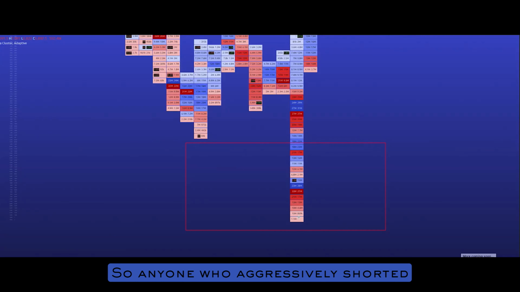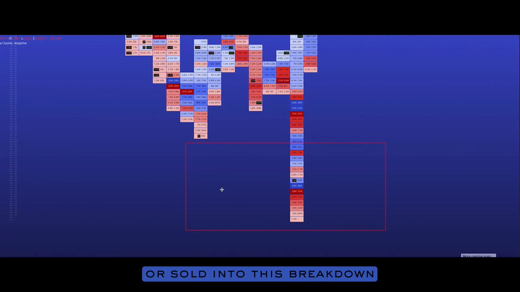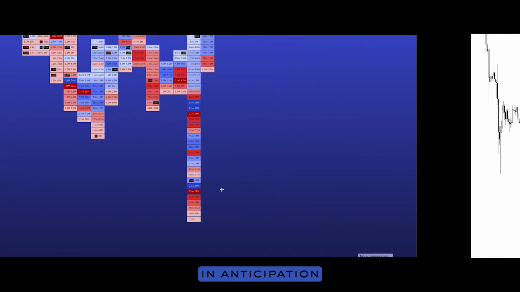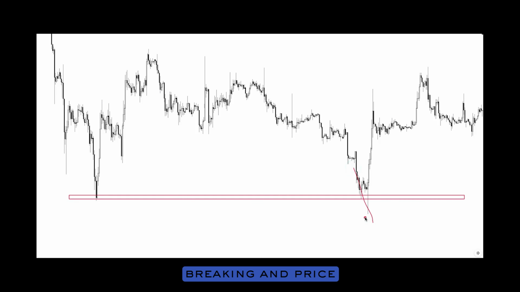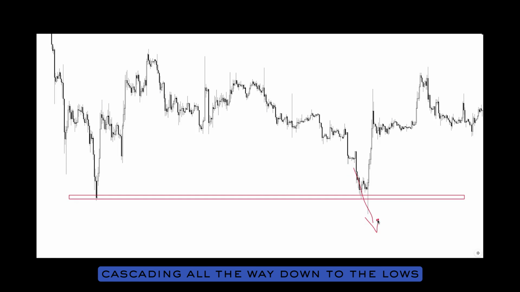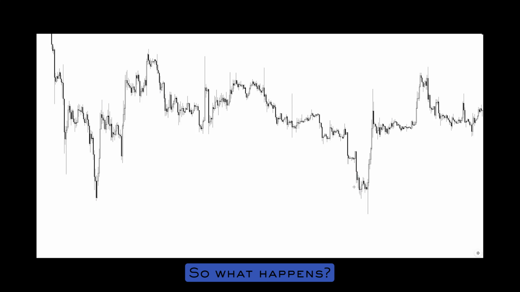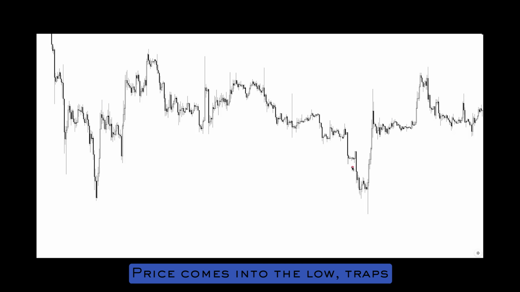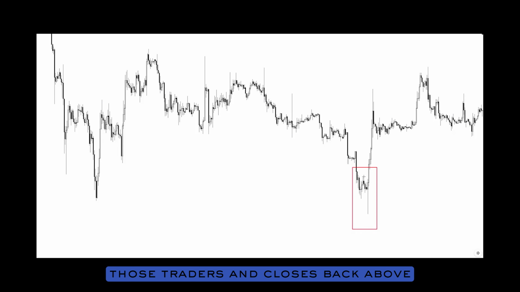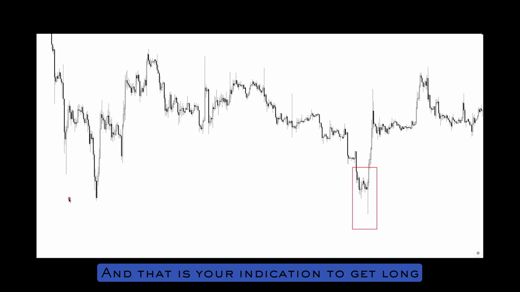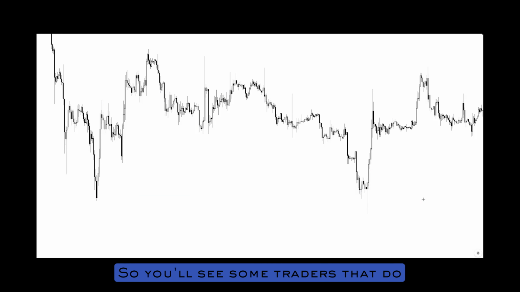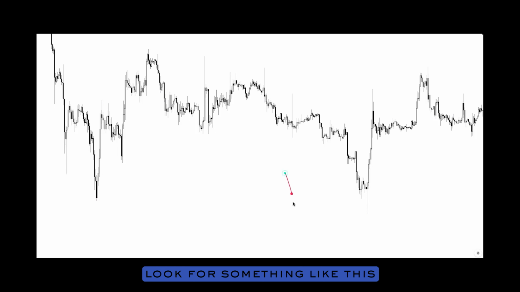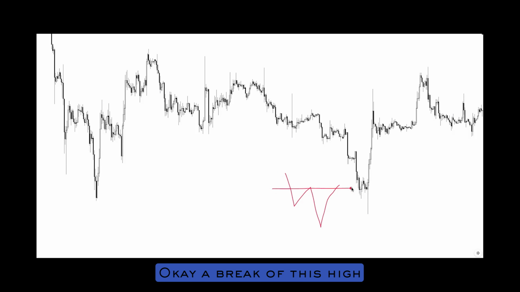So in this case, all of these traders are currently trapped. Anyone who aggressively shorted the breakdown, or sold into this breakdown in anticipation of these lows breaking and price cascading all the way down to the lows, is currently trapped. So what happens: price comes into the low, traps those traders, and closes back above, and that is your indication to get long. Now some traders will wait for a trigger, so you'll see some traders who do look for something like this, a break of this high.